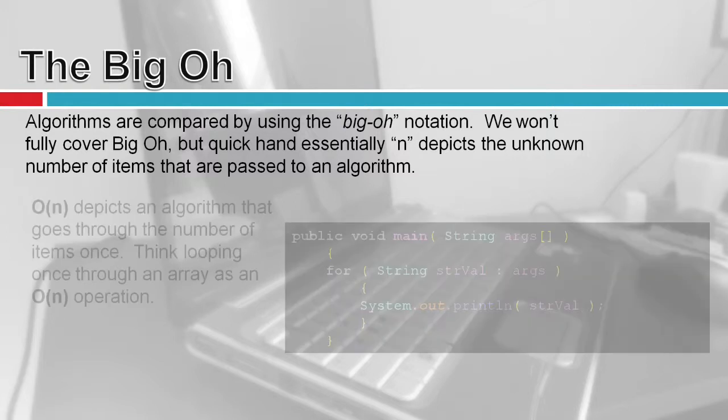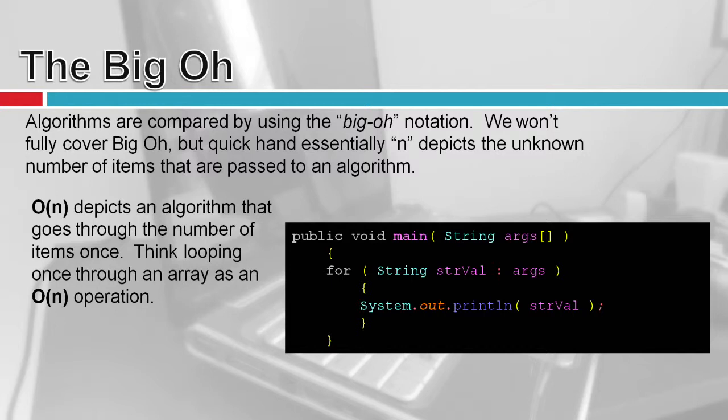The simplest algorithm is O of n. That depicts an algorithm that goes through the number of items once. So here you see an array of arguments. If I have an array of 5 arguments, I'm going to loop through this 5 times, or n times. If this has 1,000,000 arguments, I'm going to loop through it 1,000,000 times. So that n holds the number of values, the number of times I'm going to iterate through this algorithm. That's fairly straightforward, just straight up O of n.